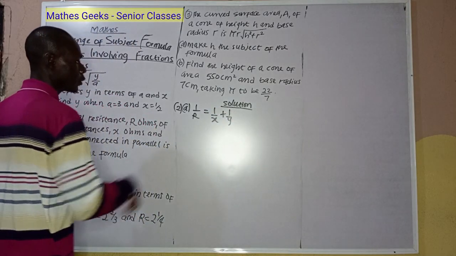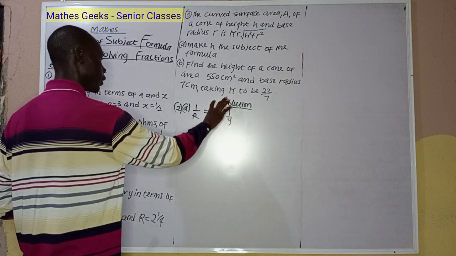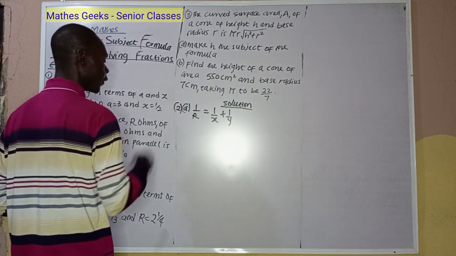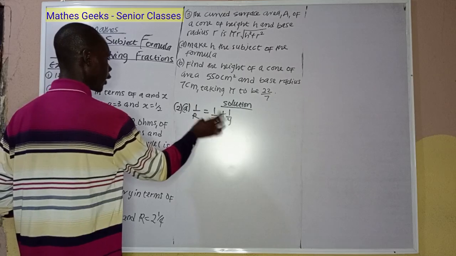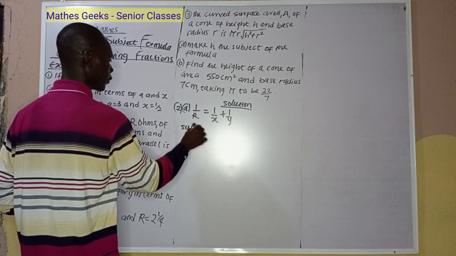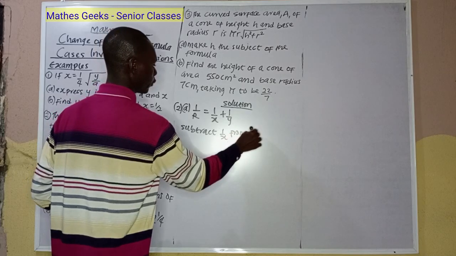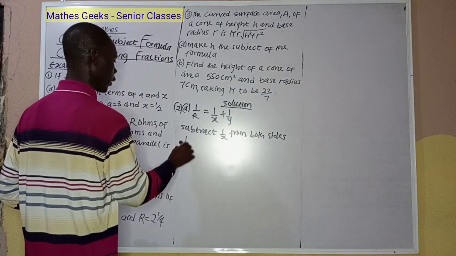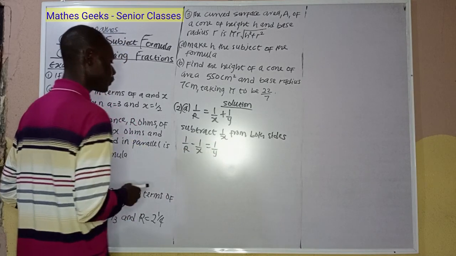Now, as you can see, we intend to make y the subject of the formula, but there's something here that's joined to y, and the relationship is that of addition. So the first thing is to remove this part by subtracting 1 over x from both sides. So 1 over r minus 1 over x is equal to 1 over y.